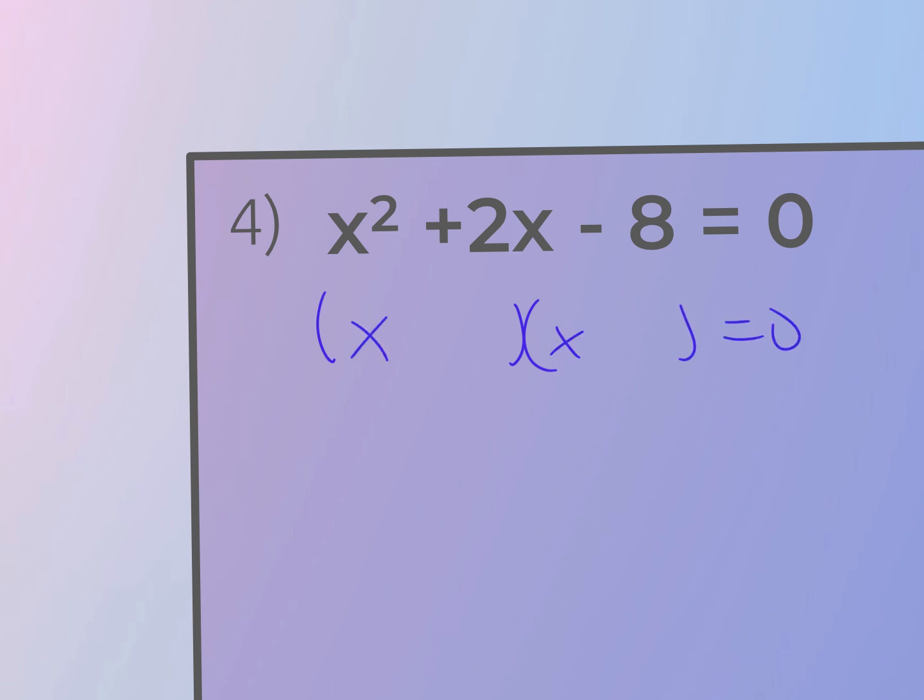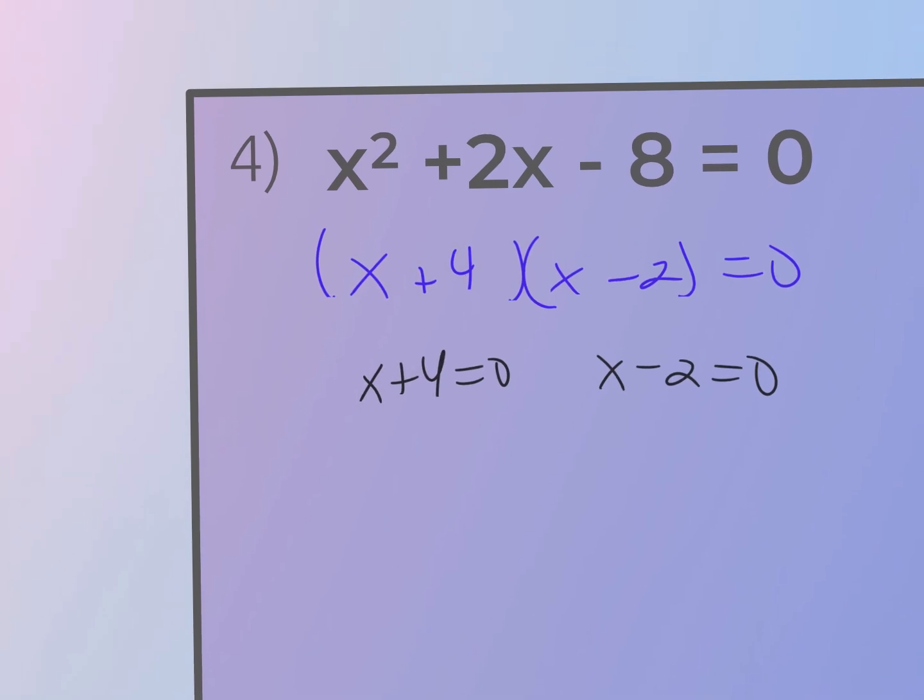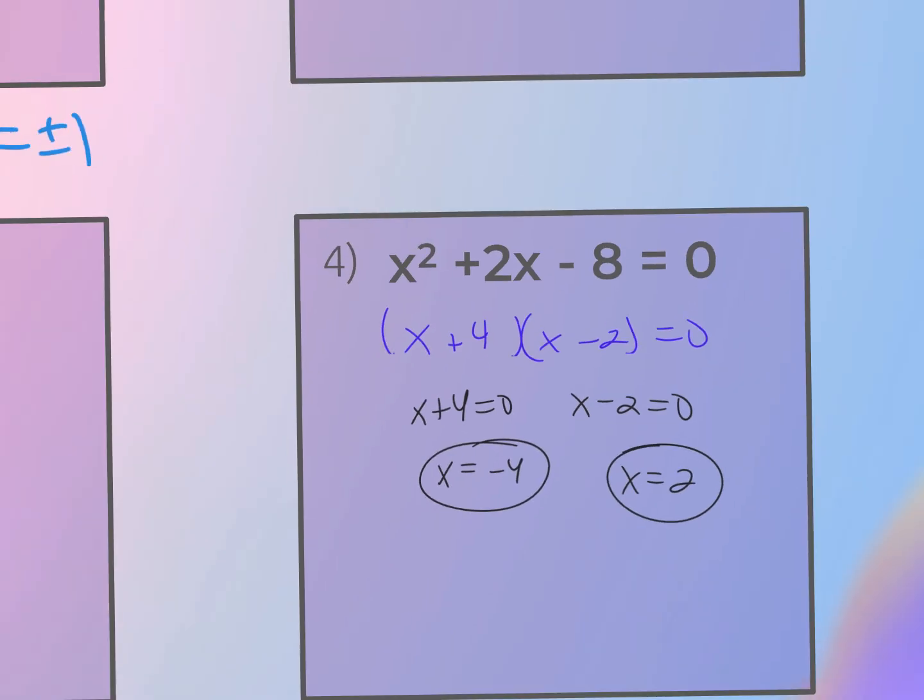Plus 4 and minus 2. Perfect. Now what do I do with each parenthesis? Set it equal to 0. I know I keep repeating myself. You guys are like, oh my gosh, you keep saying the same thing over and over again. But when you're on a test or a quiz, I want you to sit and think, what would Miss Meadows say? Try to hear my voice in your head. Not like in a nightmare, like in a good way. So what are my two answers? X equals negative 4 and x equals 2. Perfect. Questions?